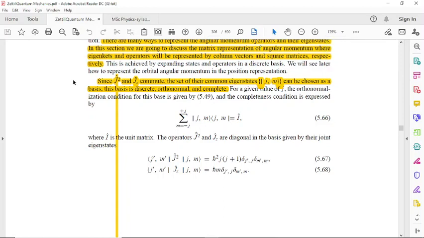Since J square and Jz commute, the set of their common eigenstates |jm> can be chosen as a basis. This basis is discrete, orthonormal and complete. And the completeness condition can be expressed as the summation over m equal to minus j to plus j of |jm><jm| equal to I. This is the completeness condition.